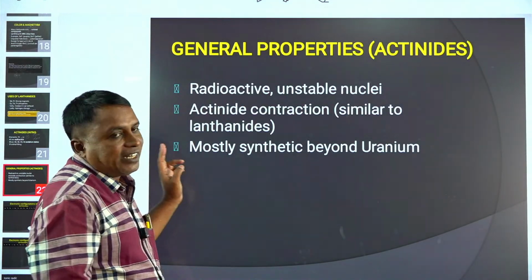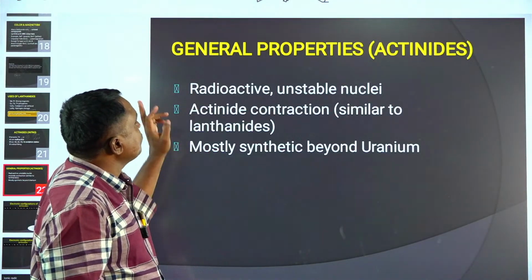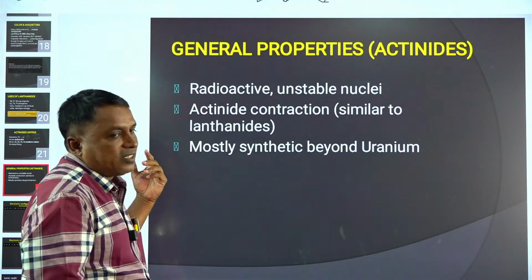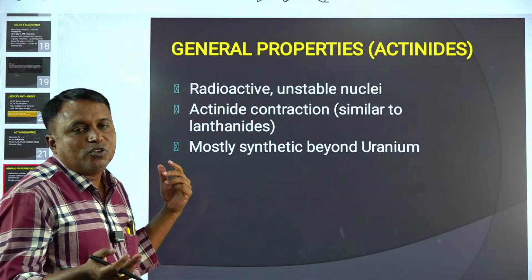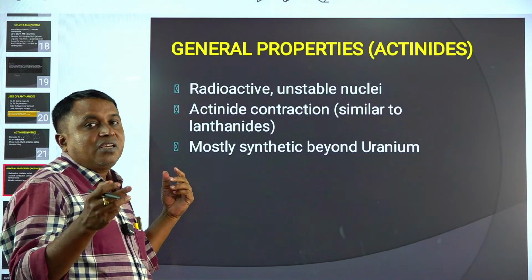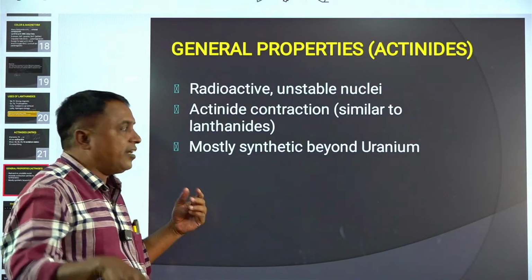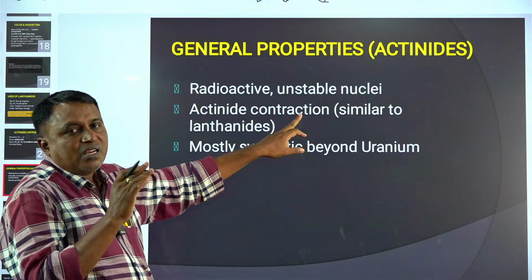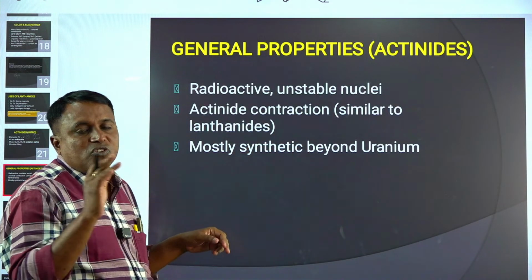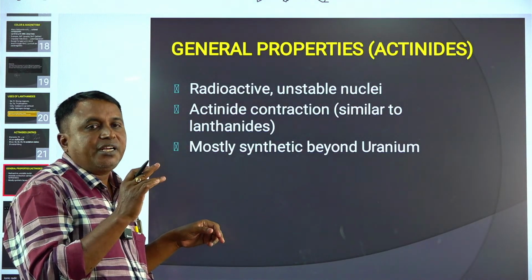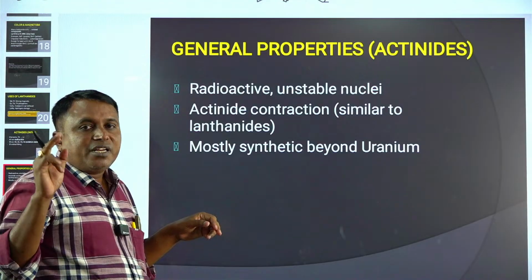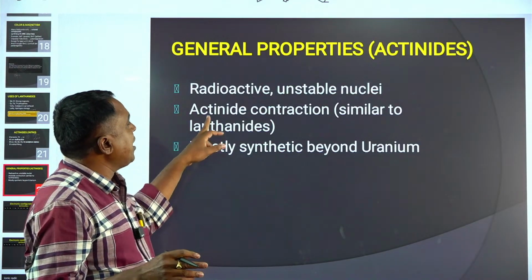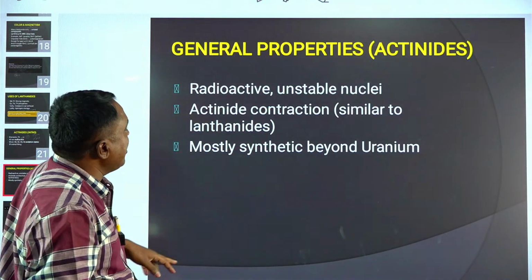This is the second inner transition series. So what is actinide contraction? It is similar to lanthanides: the steady decrease in atomic radii due to the poor shielding effect of inner 5f orbitals in actinides. From the first element to the 14th element, from thorium 90 to lawrencium 103, atomic radii gradually decrease. This is due to actinide contraction.